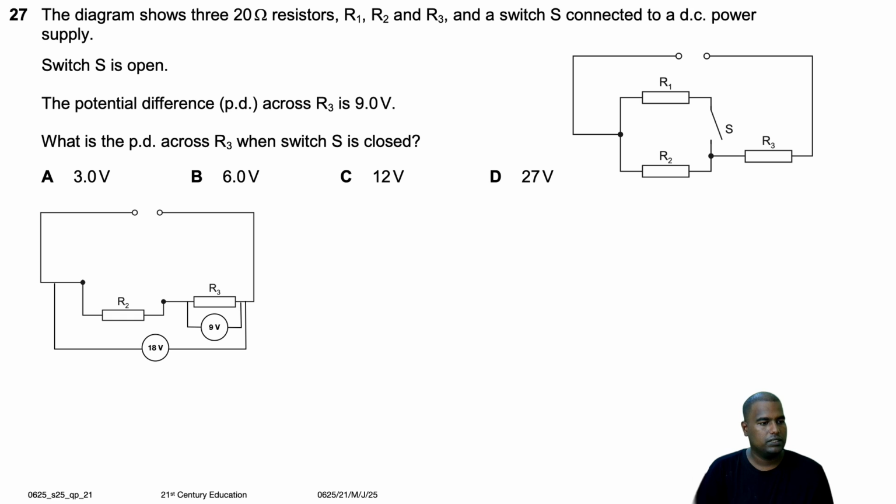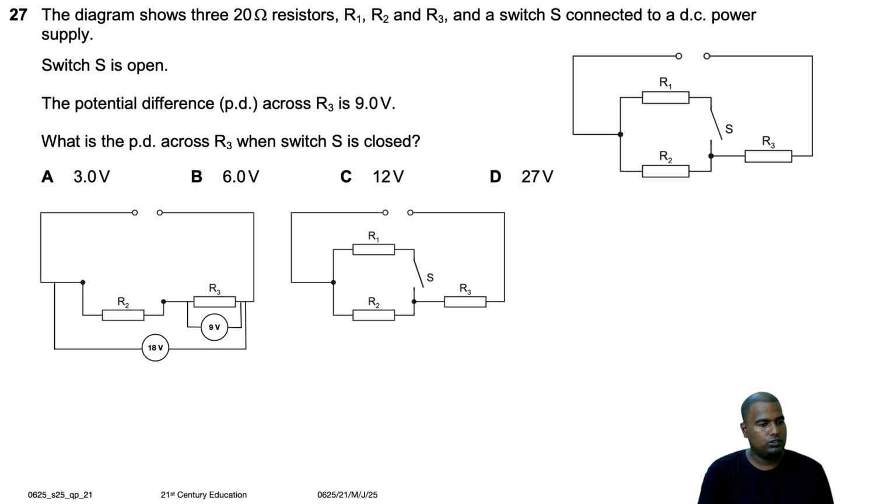Okay, good. Then second, S is closed. If we close S, remember R1, R2, R3, all of them are the same resistance. Now the total voltage will not change. We know that the total voltage is 18 volt. The question is, what is the voltage across R3?